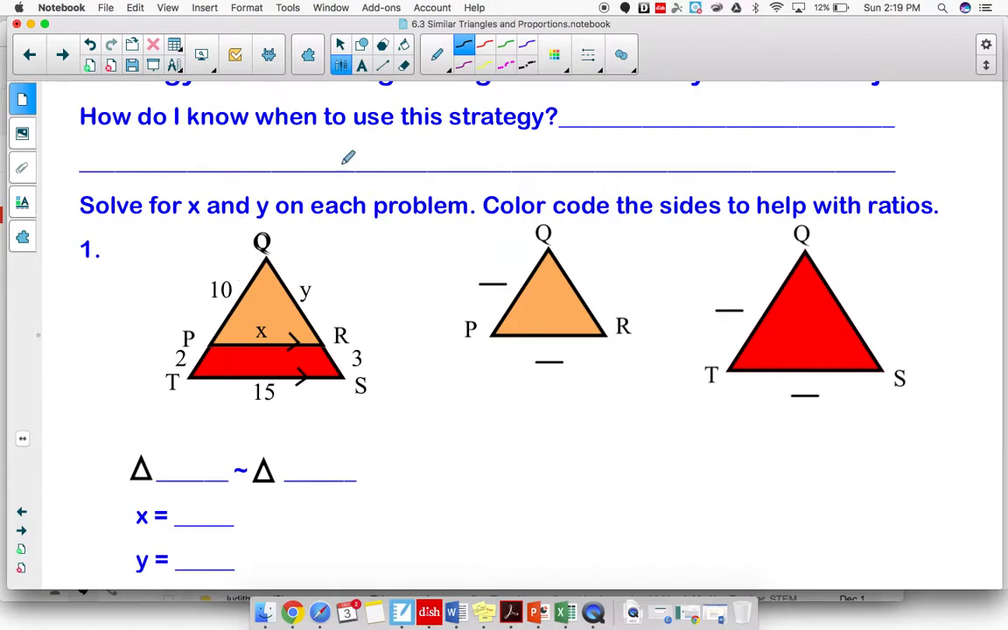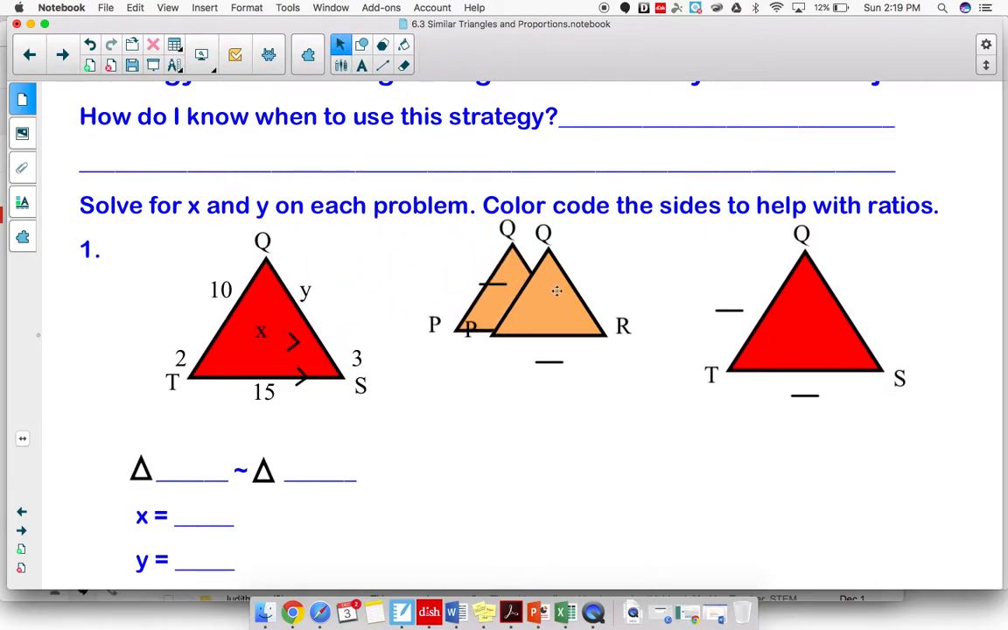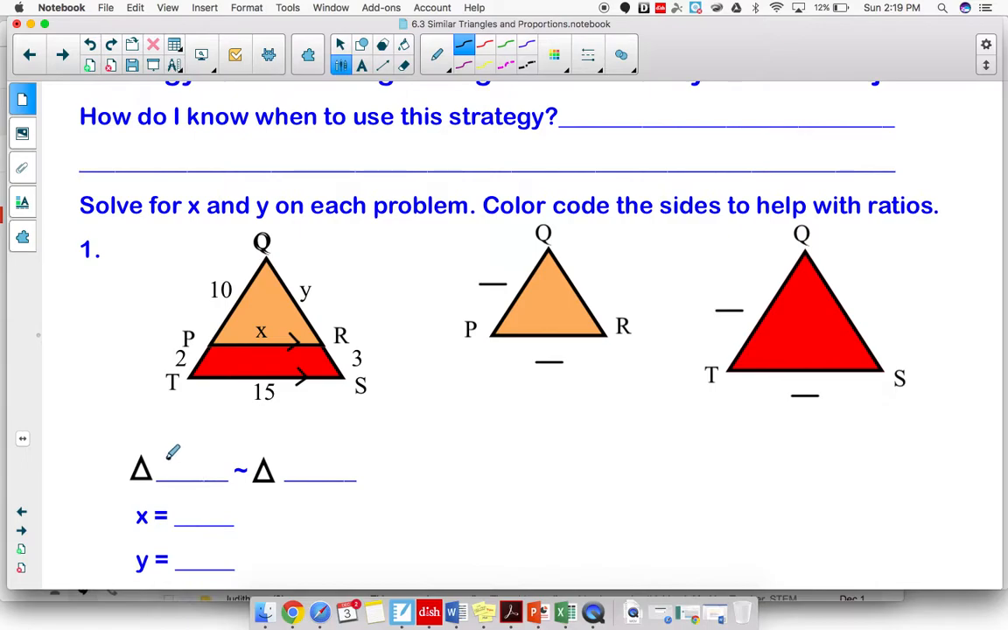Our similarity statement is basically what the two triangle names are after you separate them. So you can kind of see here, see how I'm just pulling that one off to the side. Okay. So the similarity statement is just naming this triangle. So I'm going to call it QPR. And then just make sure you follow that same pattern. So we went top, left, right. The other one would be QTS.